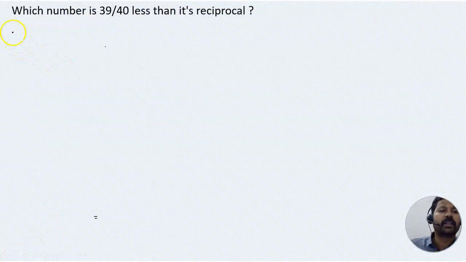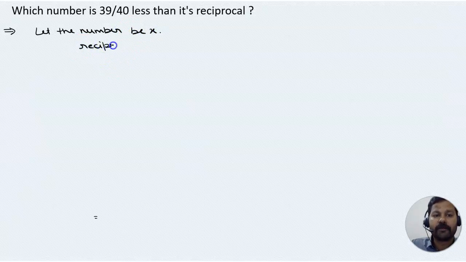So in the next question, it is asking which number is 39 upon 40 less than its reciprocal. So we have to find out that number which is less than its reciprocal by the value 39 upon 40. So let's take the number. Let the number be x. Okay, so if the number is x, then what will be its reciprocal? Yes, the reciprocal of that number will be 1 by x.